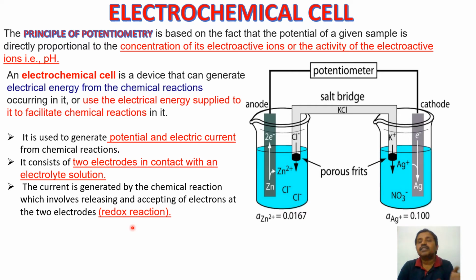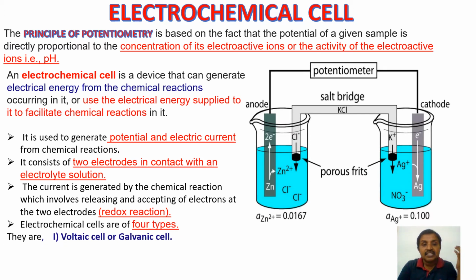By the release of electrons, the oxidation number of the element increases. So oxidation number increases means oxidation is taking place. And on accepting electrons, the oxidation number decreases. As the oxidation number decreases, that is called reduction. The combination of oxidation and reduction is called a redox reaction. So in this electrochemical cell, a redox reaction takes place by which electrical energy is generated.